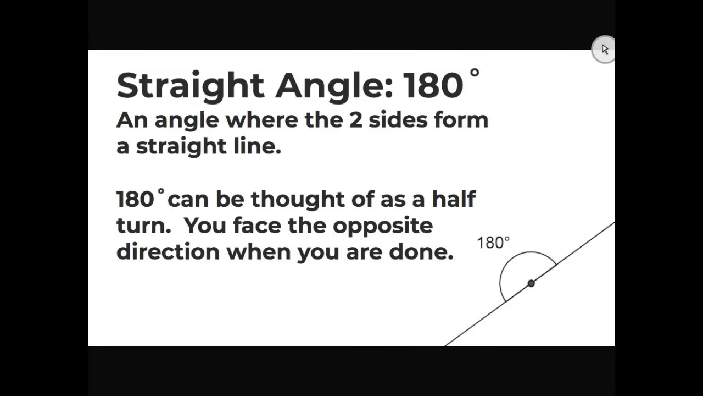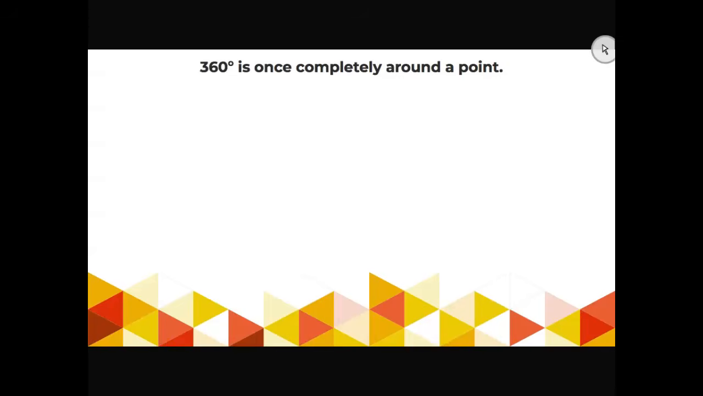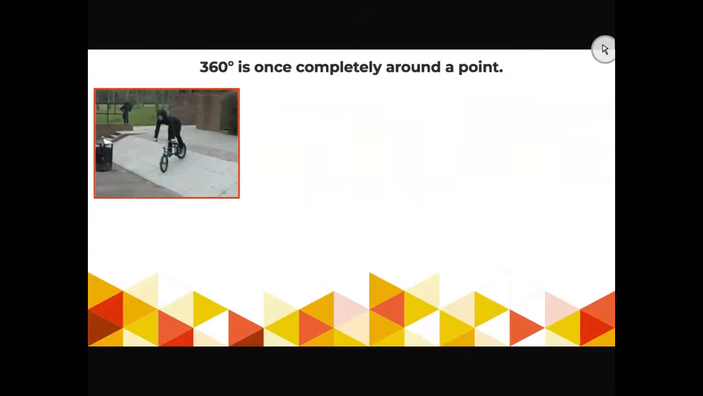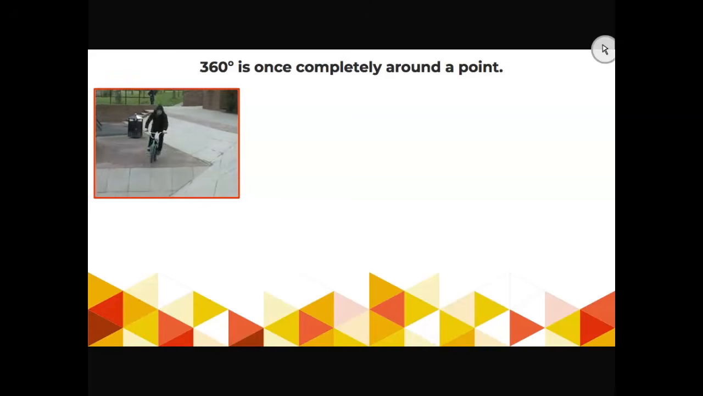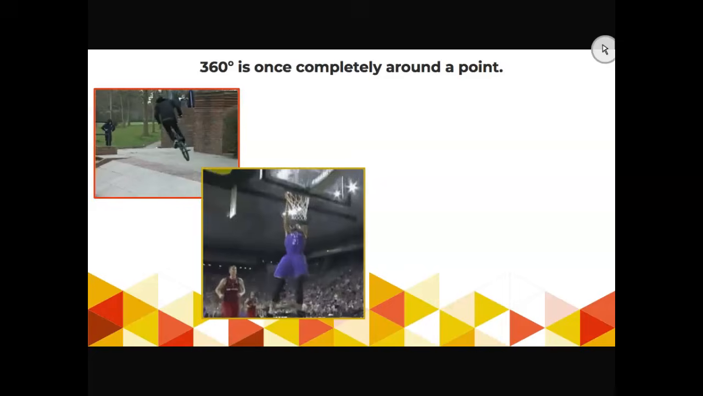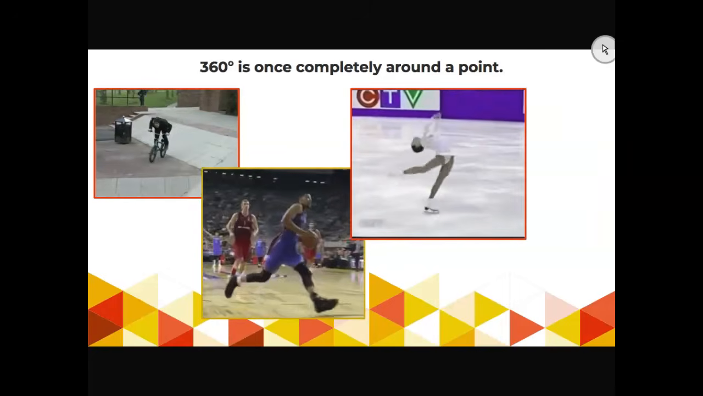A straight angle is 180 degrees. The 2 sides are going to form a straight line there. You can think of it as half of a turn. If you do a 180, you face the opposite direction when you're done. And 360 degrees is once completely around a point. So you may often see these athletes go once around, that bike goes once around. You say they're doing a 360. Over and over again, you're going to see this. Now, this girl does a whole bunch of 360s.